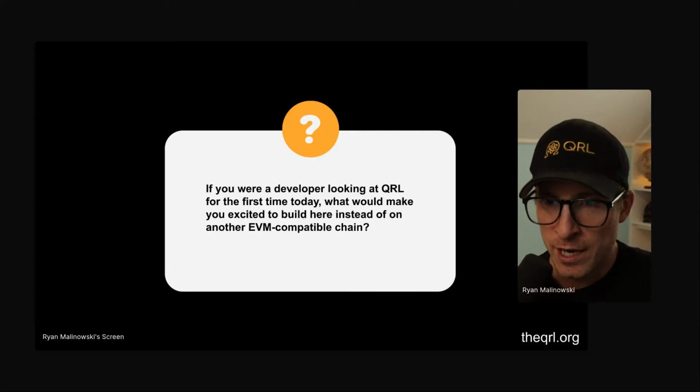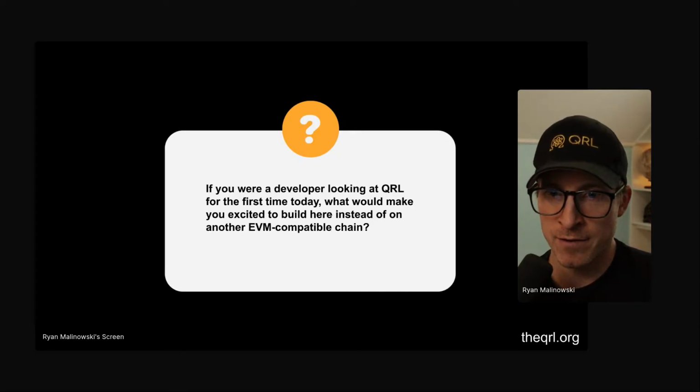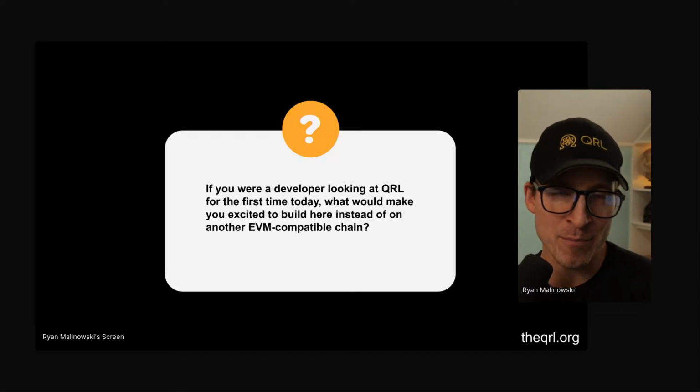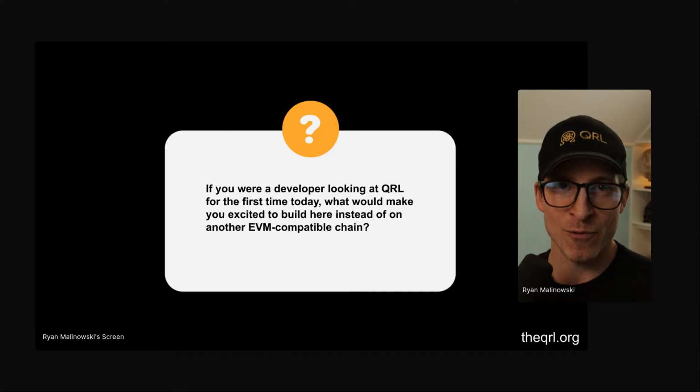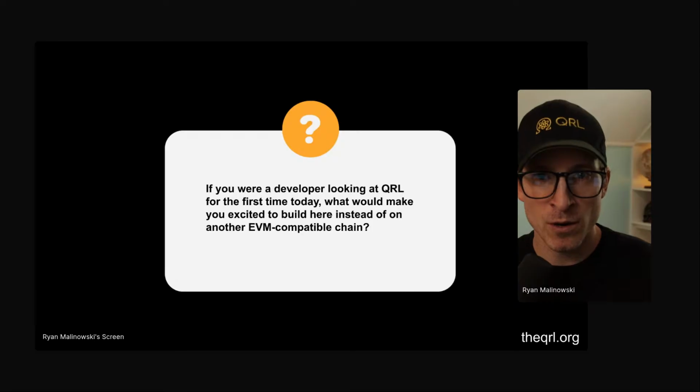If you were a developer looking at QRL for the first time, what would make you excited to build here instead of on another EVM compatible chain? Obviously, anyone viewing this has gone down, to some extent, the post quantum secure rabbit hole. But I'll read this one out once more and you can touch on this one, Kaushal. If you were a developer looking at QRL for the first time today with fresh eyes, you're not a current community member or one of us that obviously understands where the industry and everything's headed, what would make you excited to build on our chain versus another EVM compatible chain or the noisy world out there?